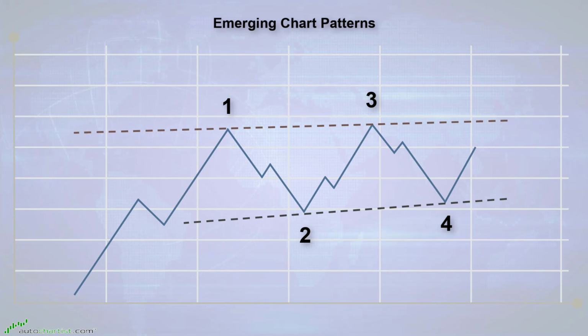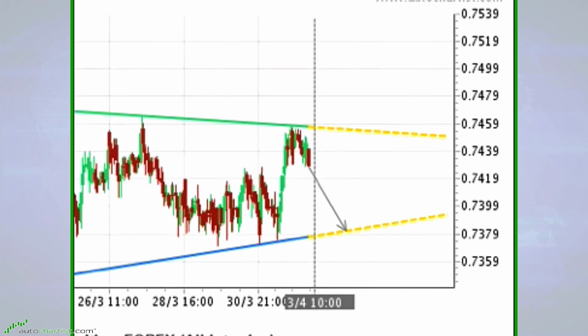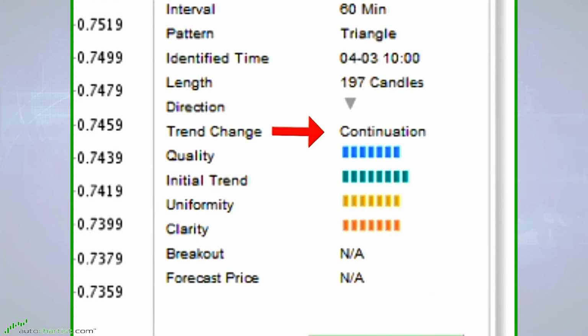When an emerging pattern is identified, price still trades between the support and resistance lines. If a pattern has completed, then it means the price has broken through the support or resistance line. Does it matter in which direction it breaks out? Yes, most definitely. The breakout has to happen away from the last turning point. There are some other characteristics that will also tell you what the direction of the breakout should be, and those are the direction of the initial trend, together with whether the pattern is a reversal or continuation.